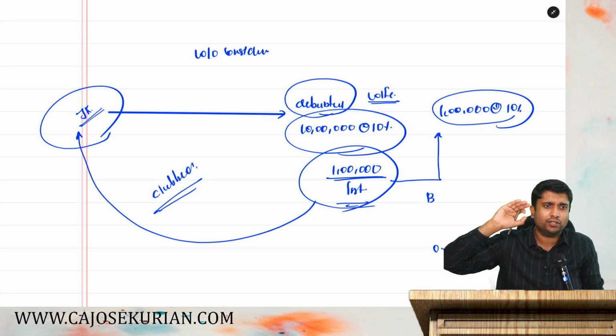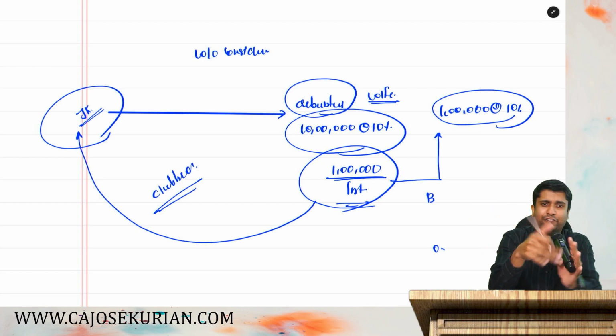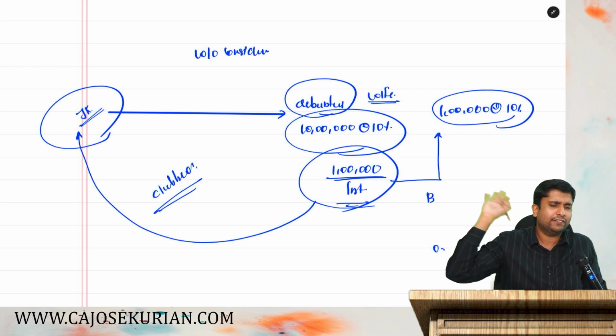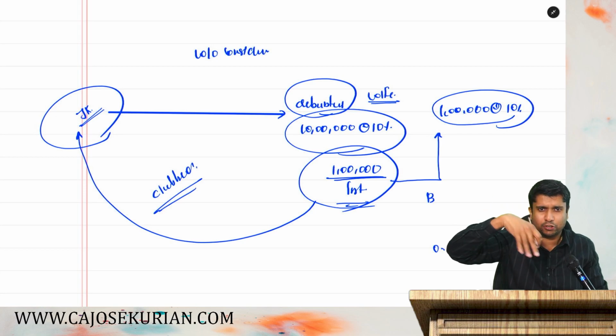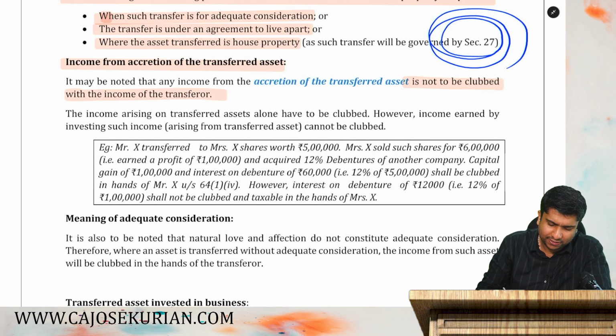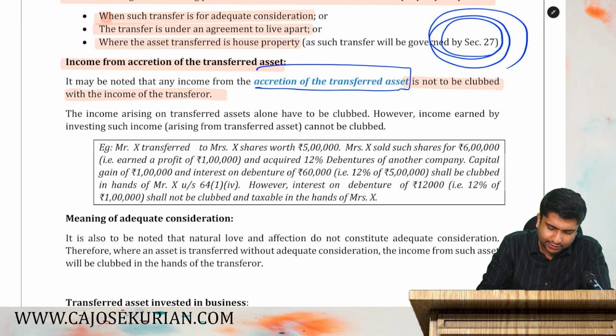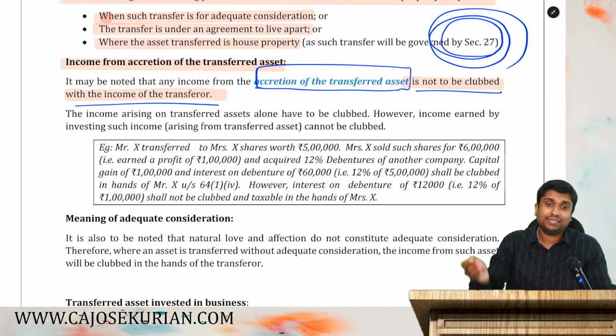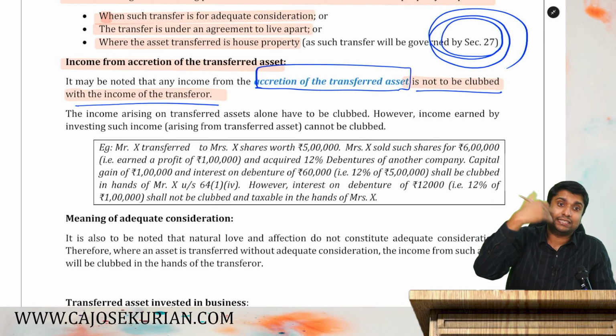Understand the concept, because in the exam they will ask you questions left and right. They will bring up adjustments and other things, and complicate it like anything. If you know the concept, that's it. So what the department says is that accretion of a transferred asset is not to be clubbed in the hands of the transferor. Accretion means income's income.